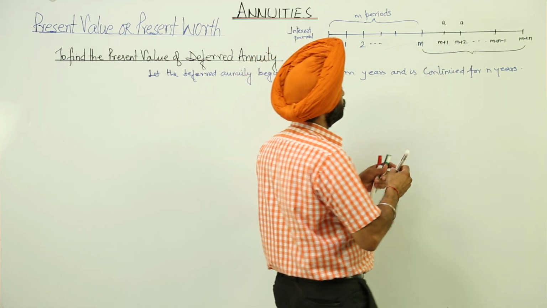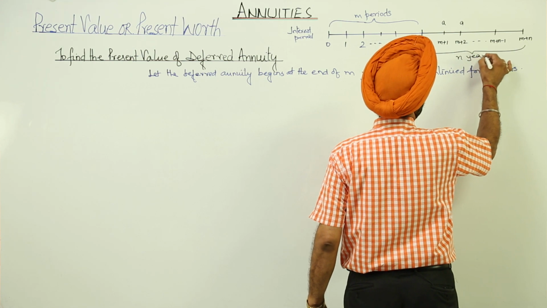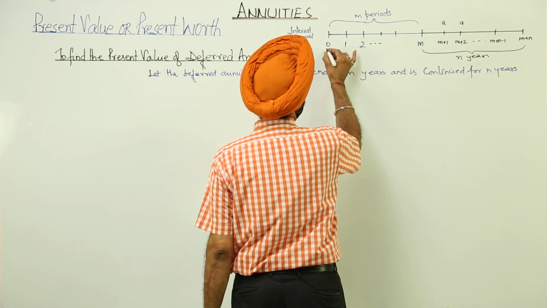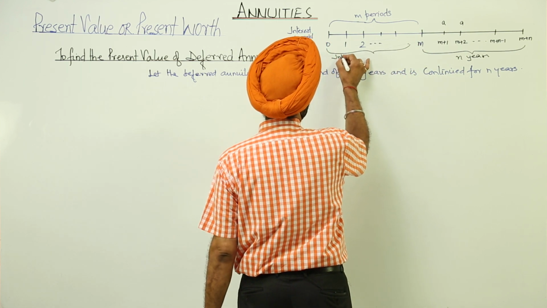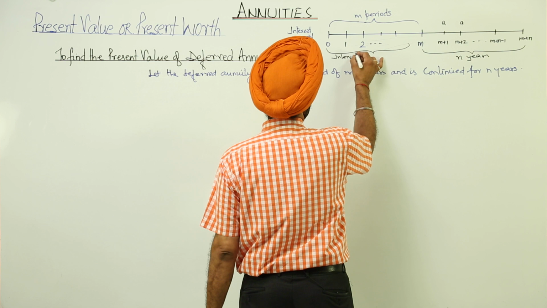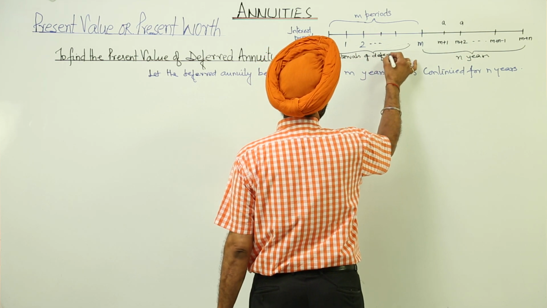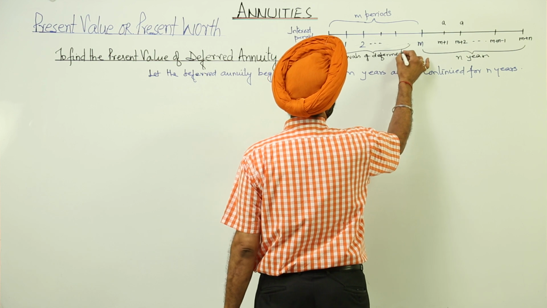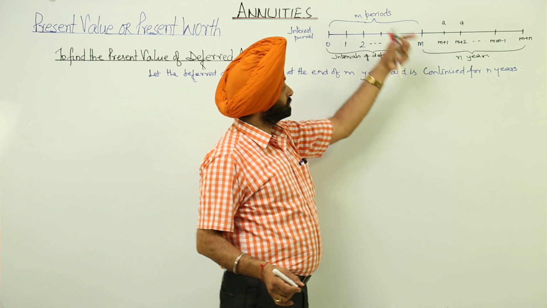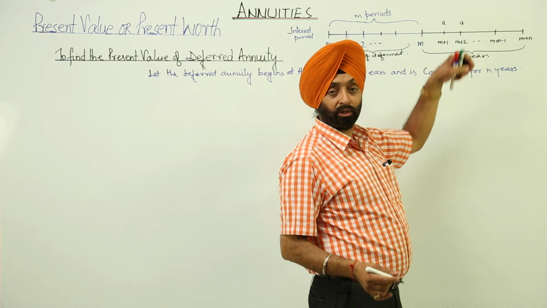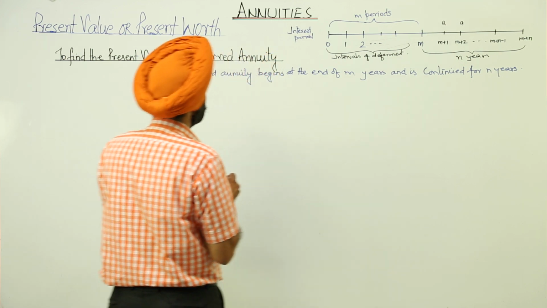Now, this part is for n years, and this part, what is this? Intervals of deferment. This is the interest period, m periods, and from here it starts, where m plus 1 has been written. Is it clear now?